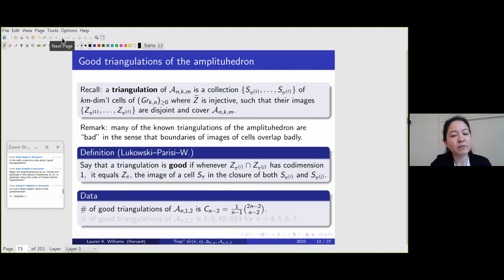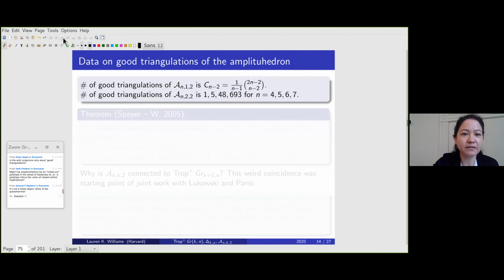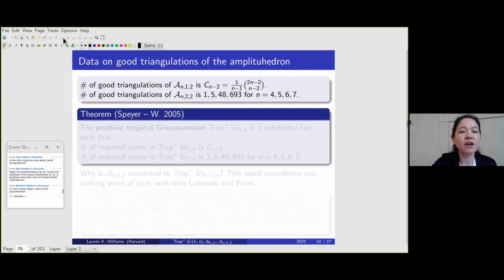And if you look at the number of good triangulations for the amplituhedron A_{n,2,2}, then you get these numbers 1, 5, 48, 693, for n is 4, 5, 6, and 7. And so when we saw these numbers, they were very striking, because they're numbers that David Speyer and I had seen in an old paper in 2005.